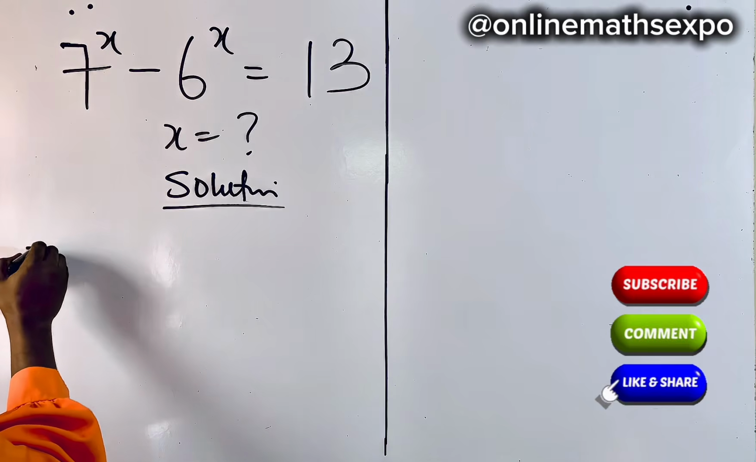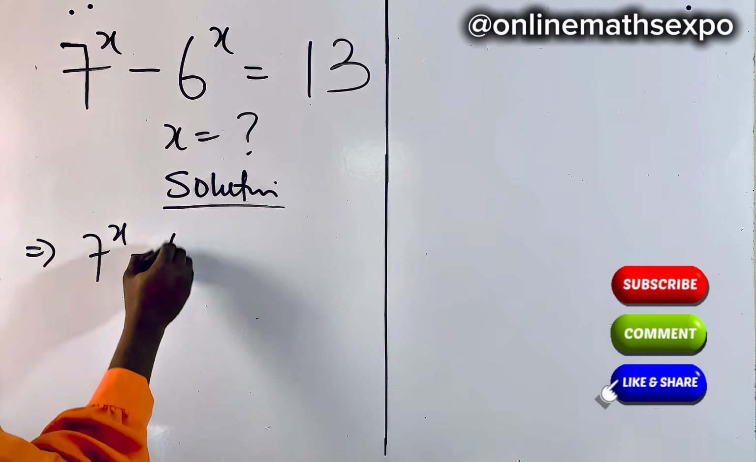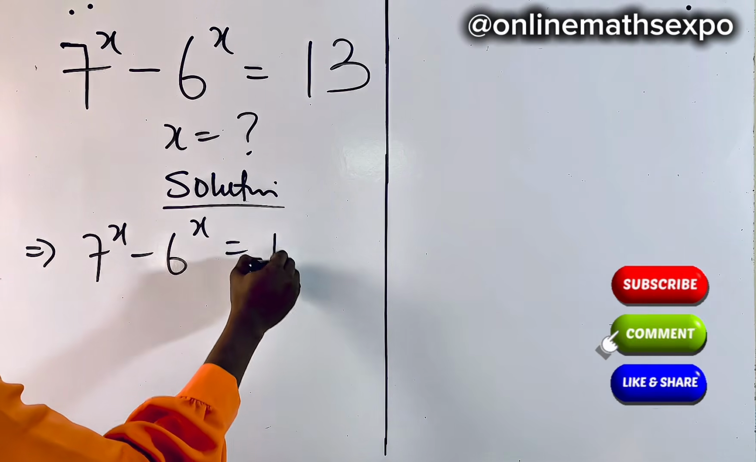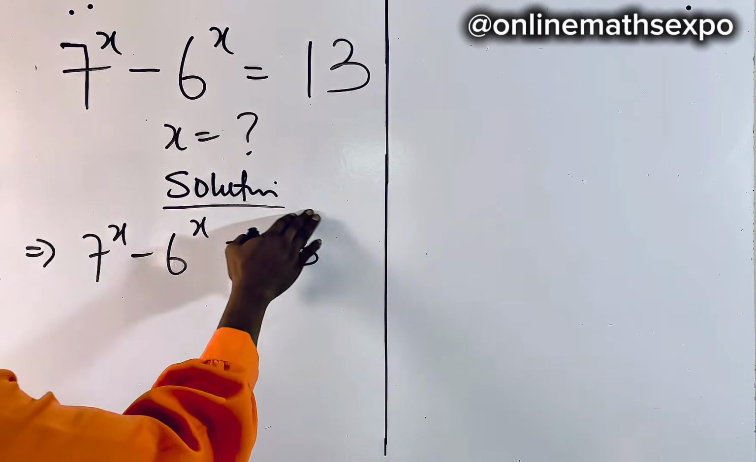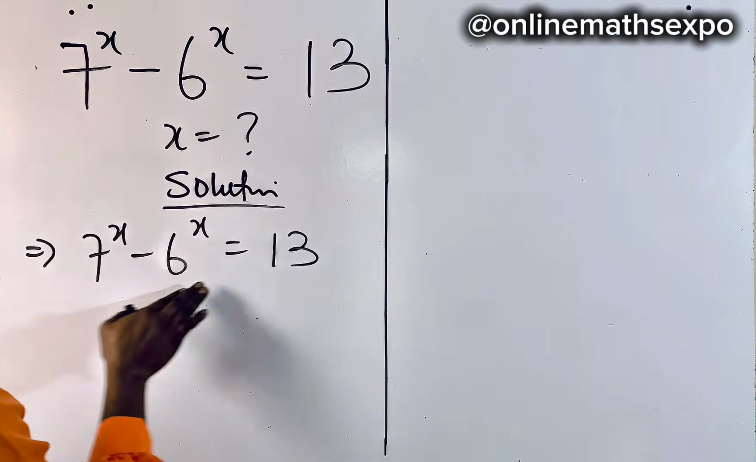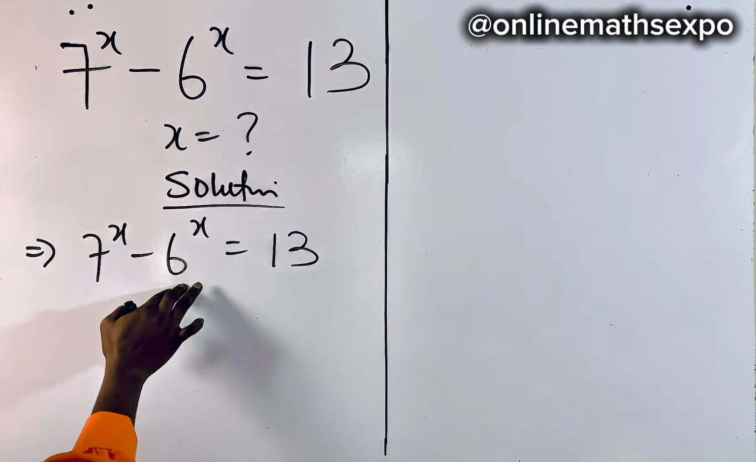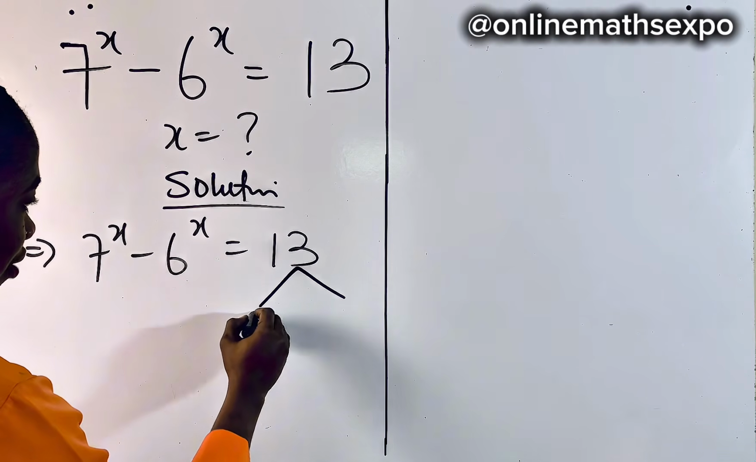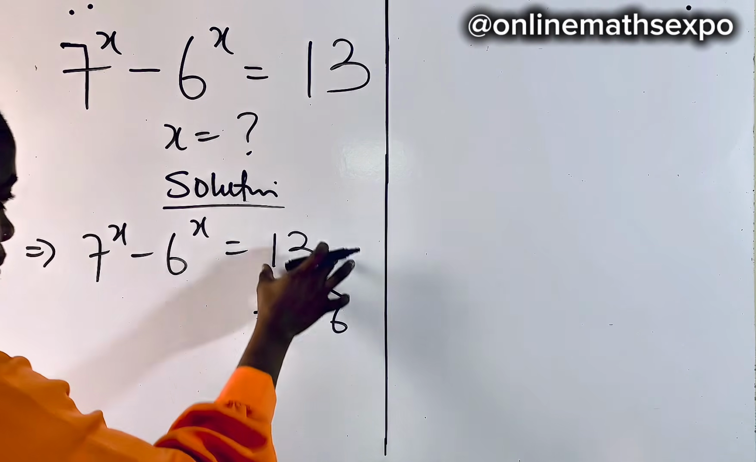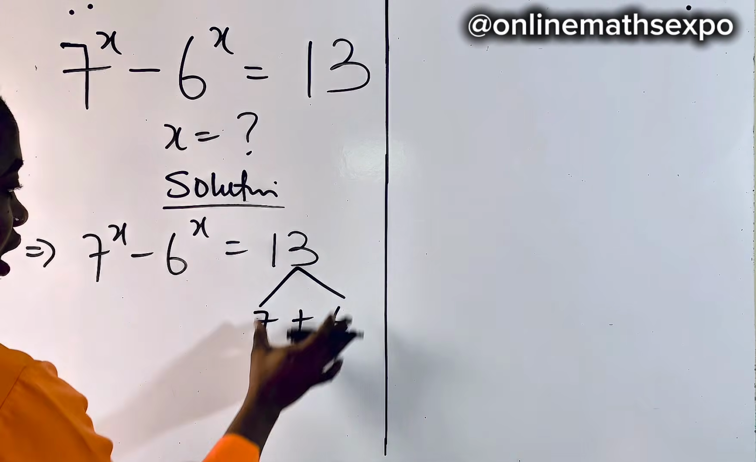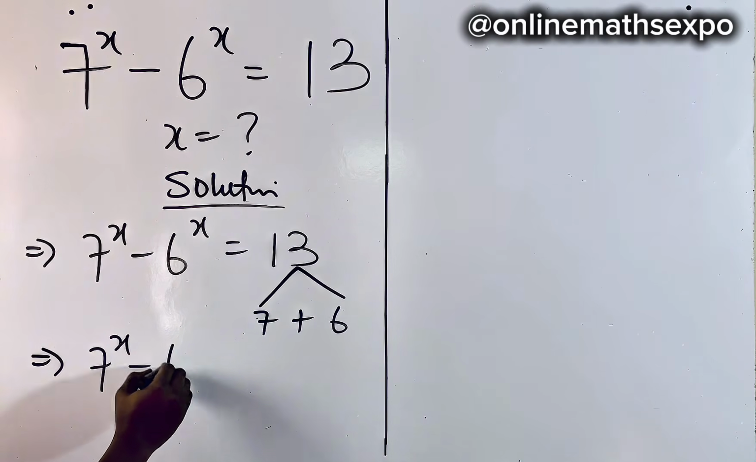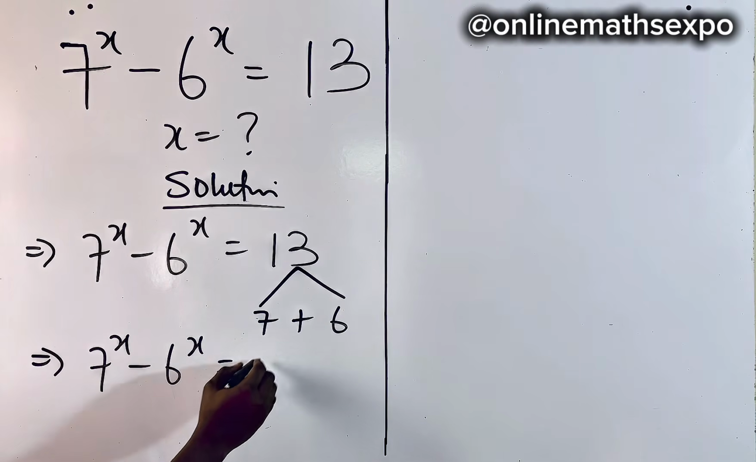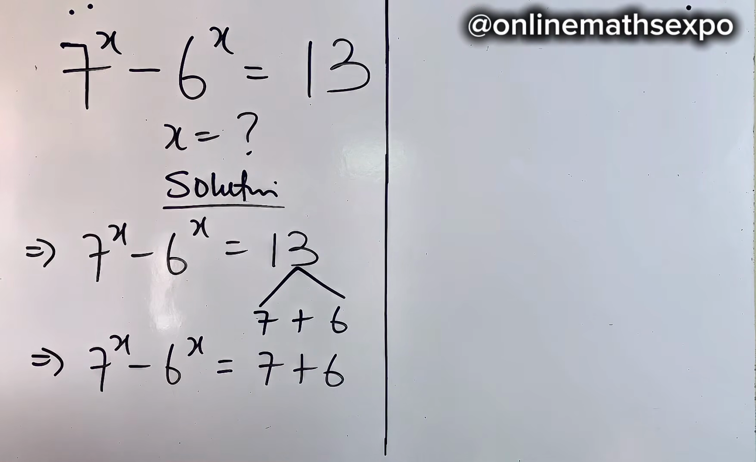So this is what we have. 7 to the x power minus 6 to the x power is equal to 13. So what we do first is we are going to adjust this 13 just to suit what we have here. We can have it that 13 is 7 add 6 gives you back 13. So to replace 13 with this, we are going to have 7 to the x power minus 6 to the x power is equal to 7 add 6.